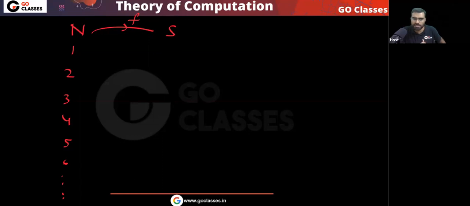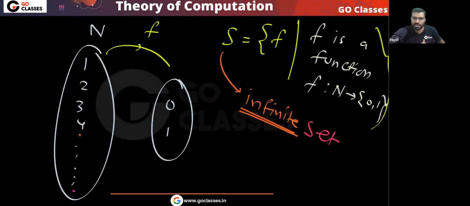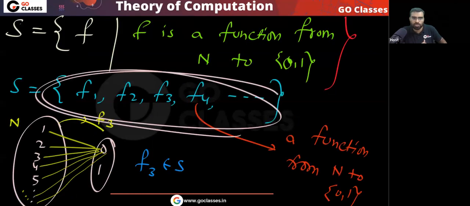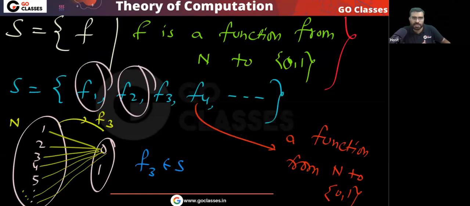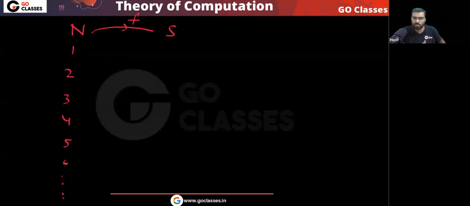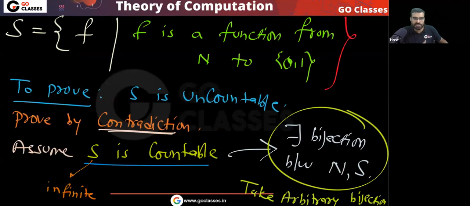Elements of S are the functions. Yes or no? In S, you have functions. These are the functions. Functions are the elements. Okay, yes or no? So now I am saying that there exists a bijection.